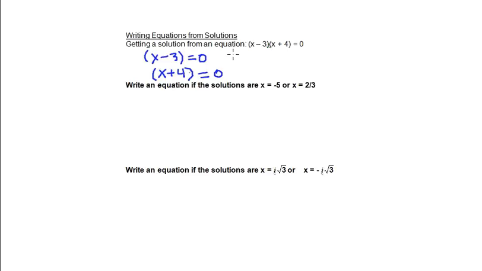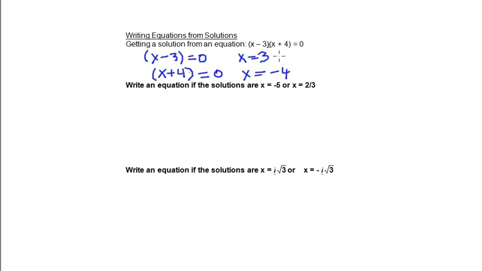And when we set each of these factors equal to 0, we can obtain a solution from each factor. From the first factor, x minus 3 equals 0, we add 3 to both sides, and we end up with x is equal to positive 3. From the second factor, x plus 4 is equal to 0, we subtract 4 from both sides, and we end up with x is equal to a negative 4.